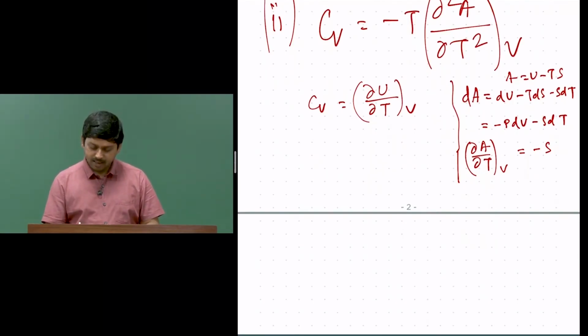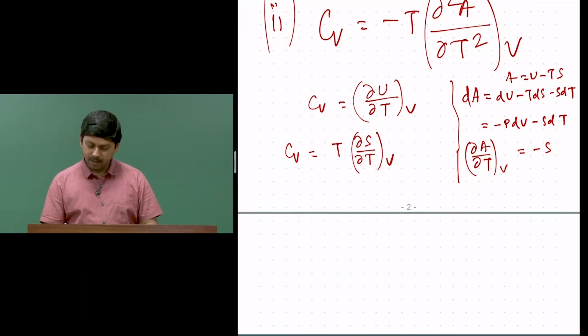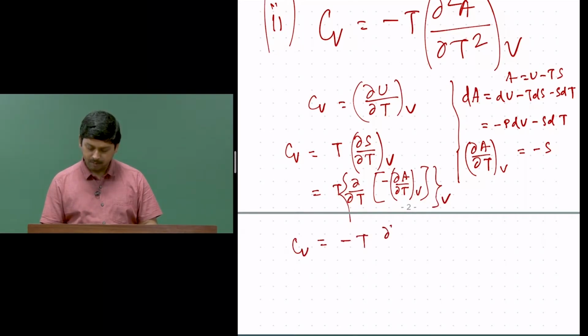So, this is the definition of C V, and we know that this definition also can be written as T del S by del T at a constant V. Okay, that solves our problem, because we know that S is equal to minus del A by del T at constant V. That is our S, and this derivative we have to do with respect to T again, which means that C V now becomes minus T del 2 A by del T 2 at a constant V, and that is proved.